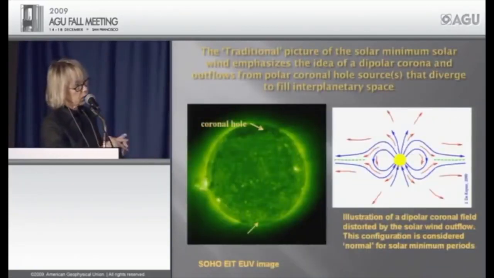Now, what is the consequence? Our traditional picture of the solar wind is this very nice dipolar solar wind, where the solar wind is coming out of the polar regions, polar coronal holes, dark coronal holes, as in this previous cycle image, and filling the heliosphere.